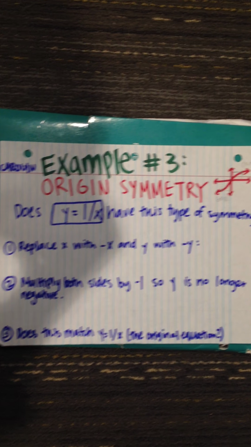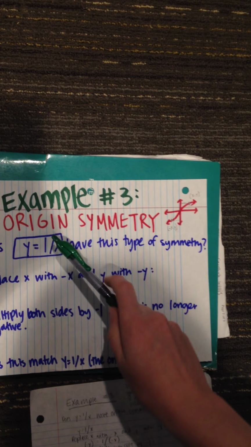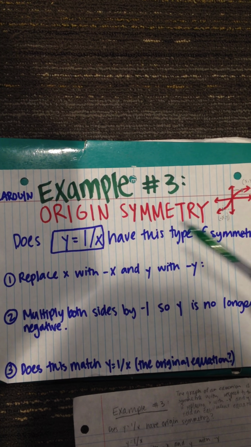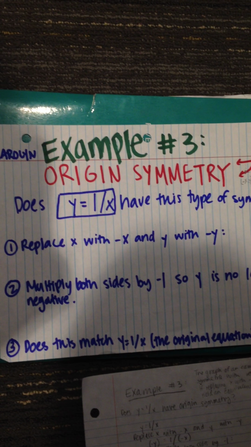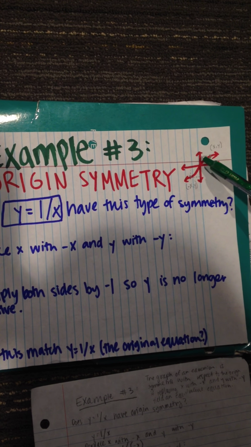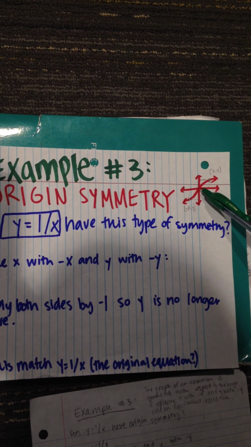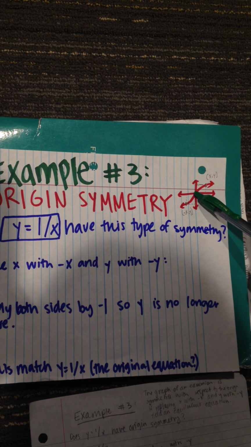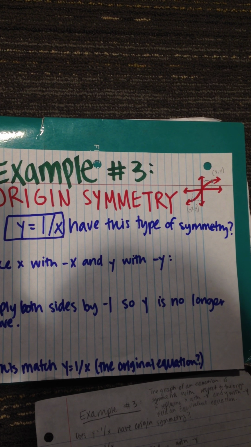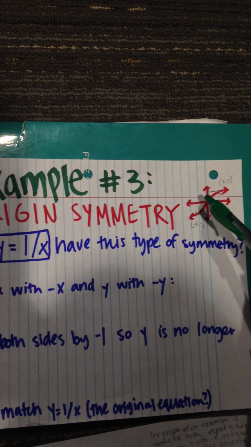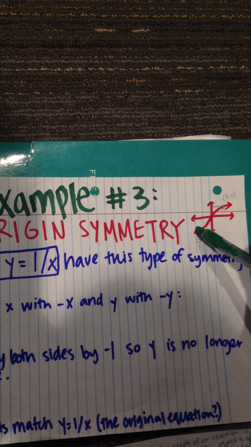Okay, for example 3, we have origin symmetry, and this is Carolyn Willis who will describe it to you. So this is the equation that we're going to be testing for if it has origin symmetry or not. And again, to just define origin symmetry, it means that every single part of this line is going to have a matching part, the same distance from the origin, which is 0, 0 right here, but in the opposite direction. So right here we have the point x, y, and that same point opposite is going to be negative x, negative y.